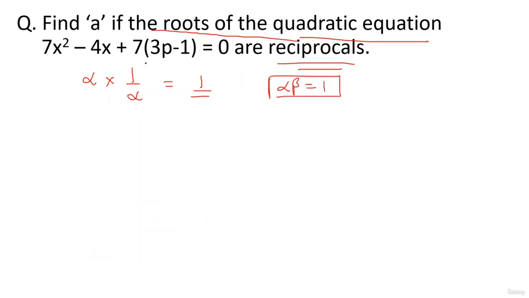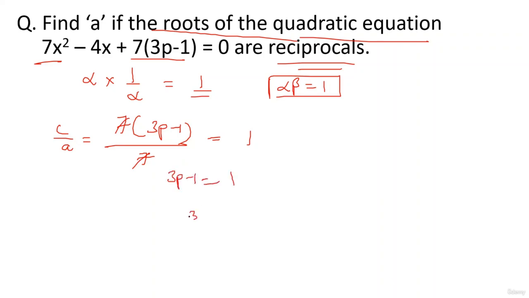Okay. But we also know that for any quadratic, the product of the roots is c by a, isn't it? In this case, c is 7 into 3p minus 1 and a is 7. This is the value of c by a. Okay, this is equal to product of the roots, right? Which will be 1 in this case. So cancel out 7. You get 3p minus 1 is 1. 3p equals 2, or this gives you p is equal to 2 by 3. It's as simple as that.